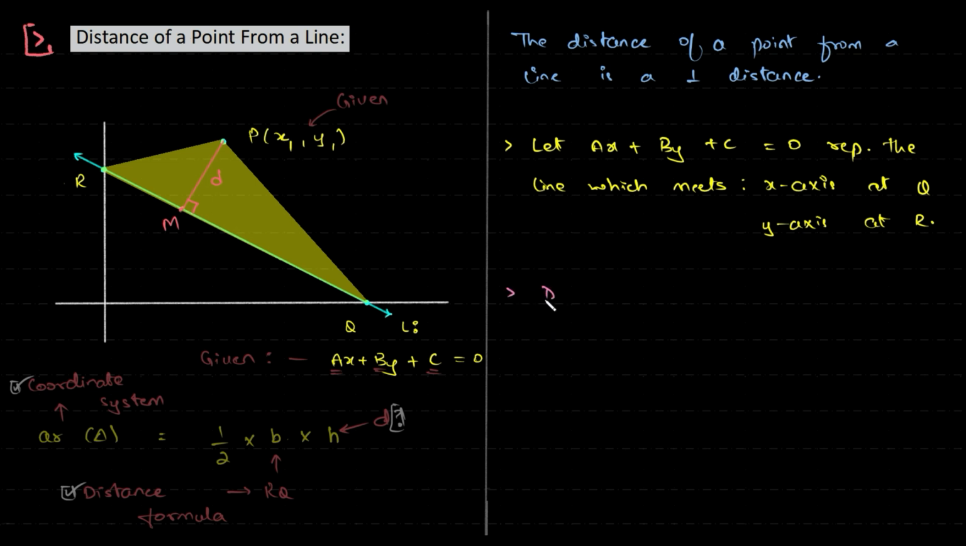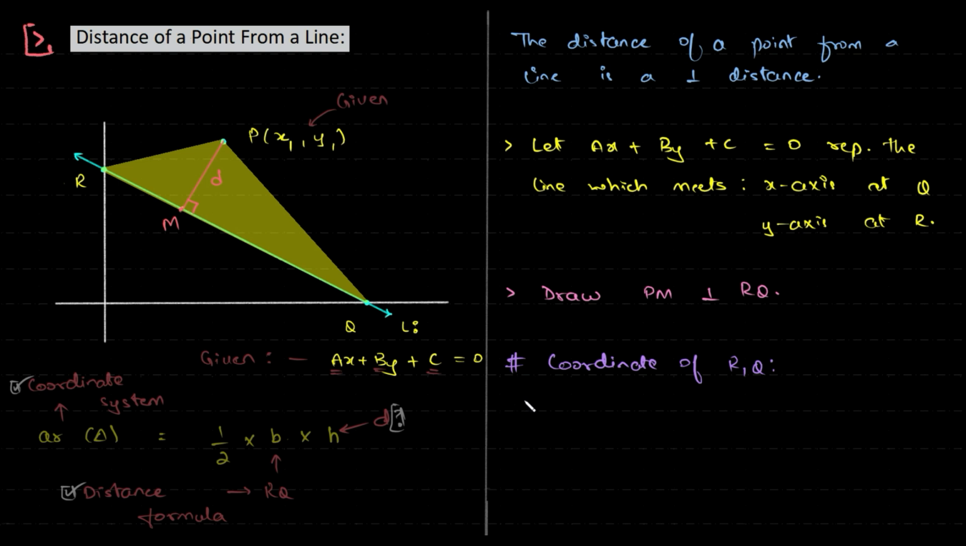Next we have draw PM perpendicular to RQ. Right? Now, so those are your initial things. So what is that we are trying to do? For anything and everything, we need the coordinates of R and Q. So we'll figure out the coordinates of R comma Q.